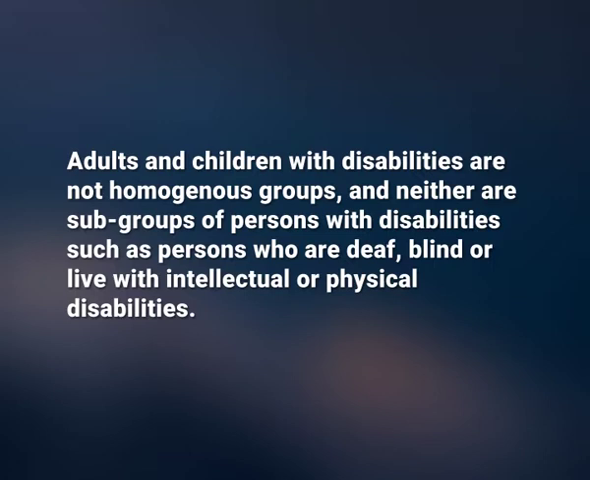Now, adults and children with disabilities are not a homogeneous group, and neither are subgroups of persons with disabilities, such as persons who are deaf, blind or live with intellectual or physical disability. Each individual is unique and will experience living with disability differently, even when they share the same type of disability. So, critically, disability is experienced as one dimension of a person's identity, which intersects with other dimensions, including sex, gender identity, age, sexual orientation, religion, class, ethnicity, and other characteristics.